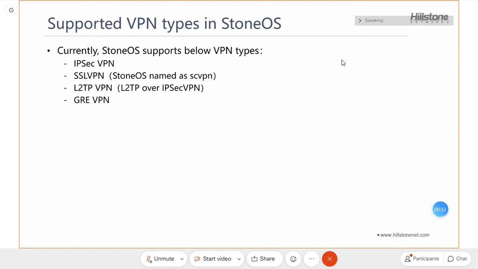Currently, the Hillstone StoneOS system supports these VPN types or VPN scenarios, including the IPsec VPN, the SSL VPN, which is the SCVPN in our system, and also L2TP VPN for the remote users over IPsec, and also the GRE VPN.